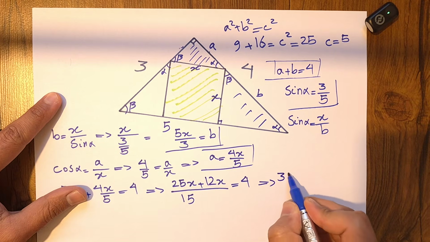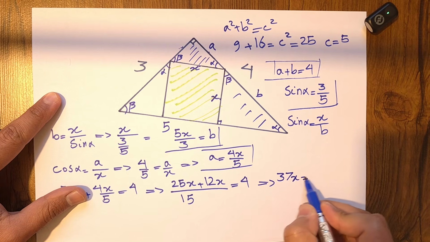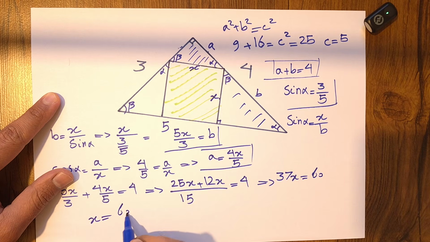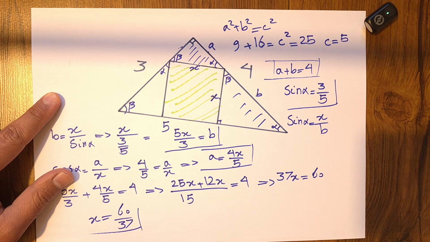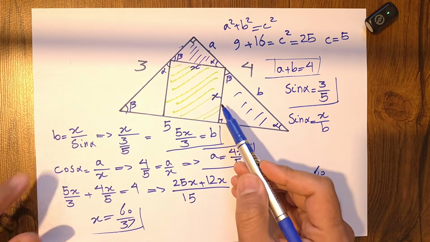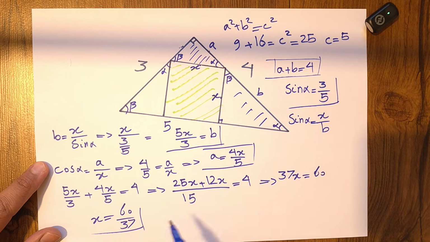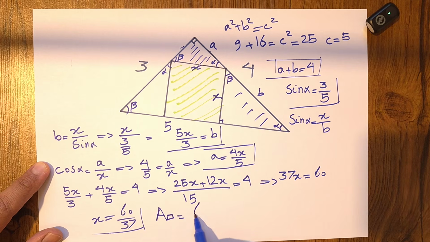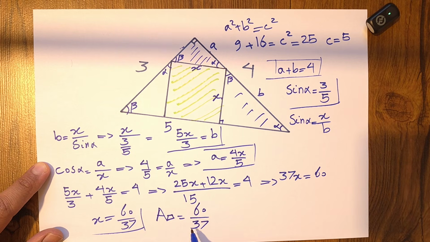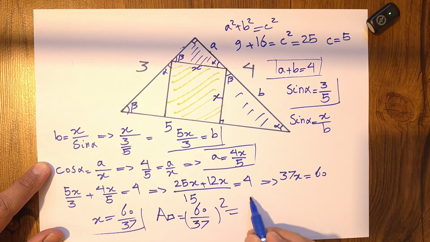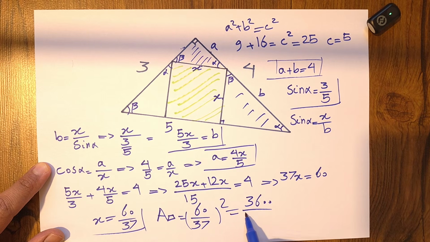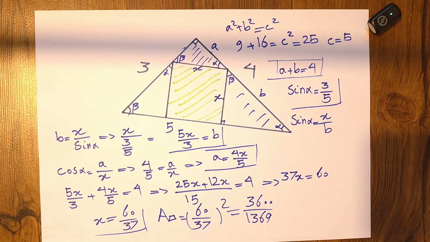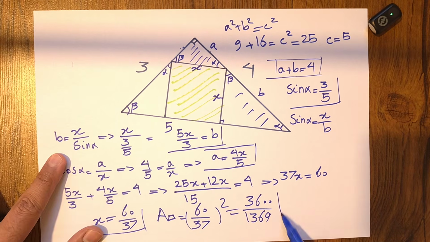So 37x equals 60. In other words, x equals 60 over 37. And that's it. That's the final answer, but not obviously. So that's the side of this square. But what is the area of this square? Area is the side squared. So the side, which is 60 over 37 squared, which is 3600 over 1369. That's the area of this square. So that's the final answer.